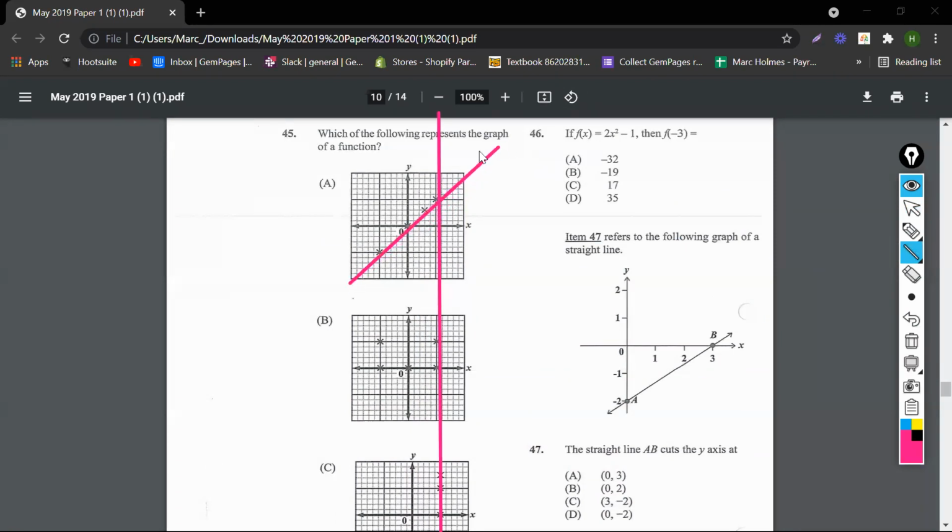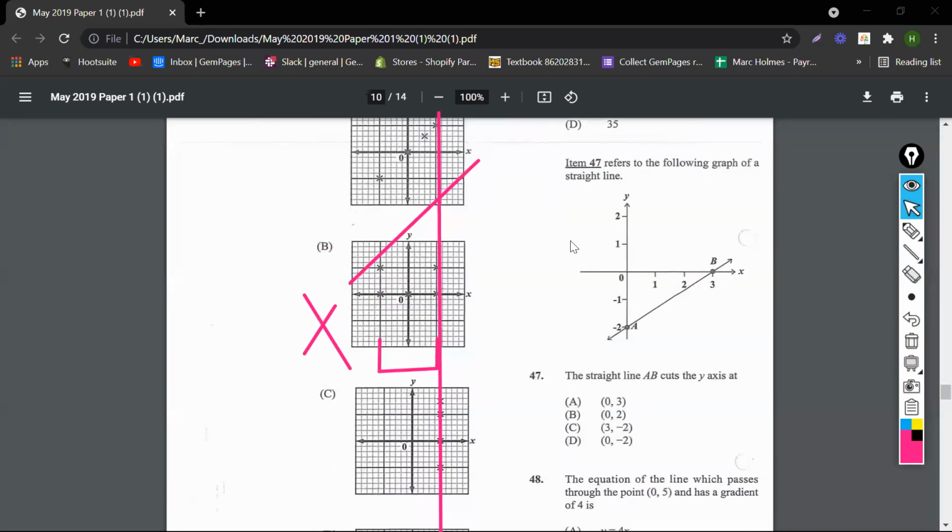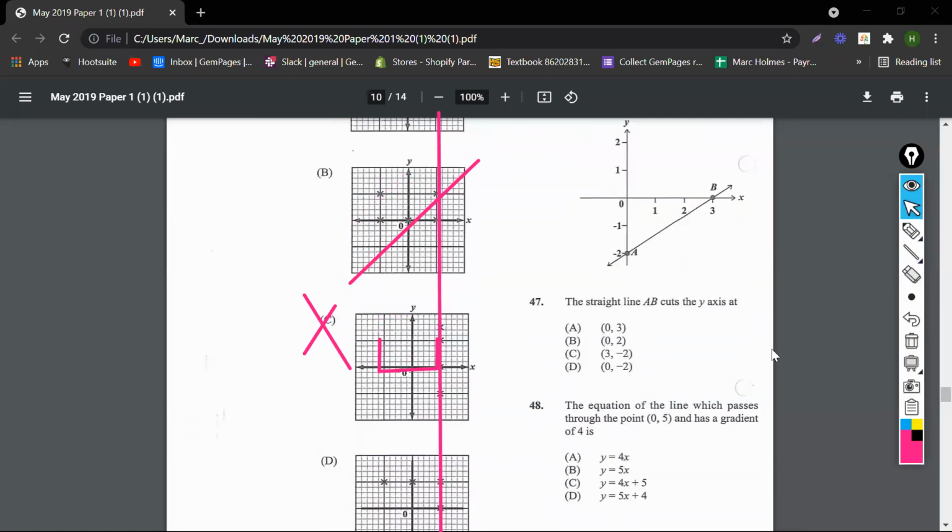The first one, here's a little graph. The vertical line only cuts the first one once. The second one, the vertical line cuts 2 points on it. So clearly B is not a function. Let's scroll down some more. The next one, if we put a vertical line through, it goes through 4 points. So C is also not a function.